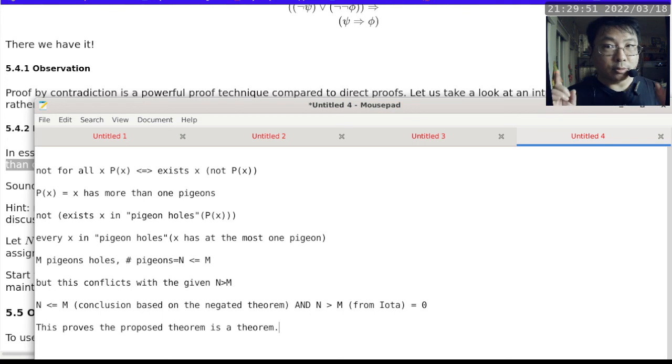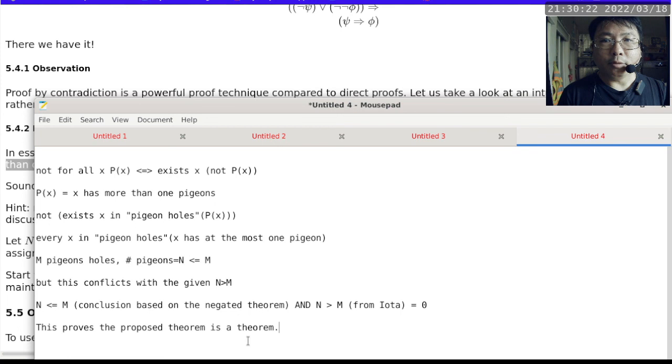You have to be very careful, because I can throw any Boolean expression at you and ask you to prove whether it's a theorem or not. When you prove something is a theorem, all you're saying is that, given whatever is in iota is true, then that statement has to be true. But it's not automatically true.